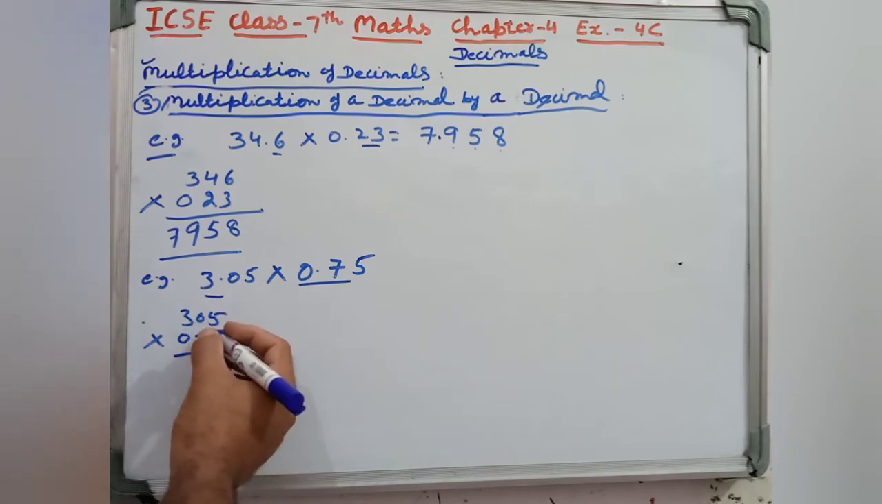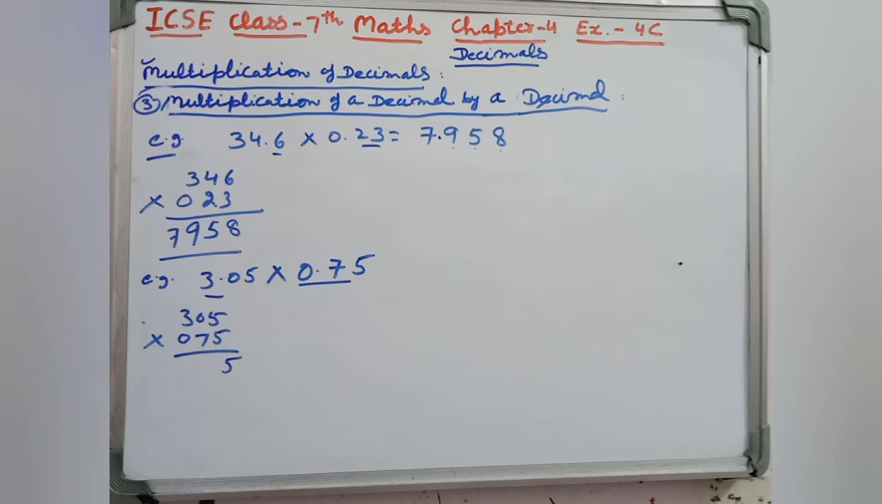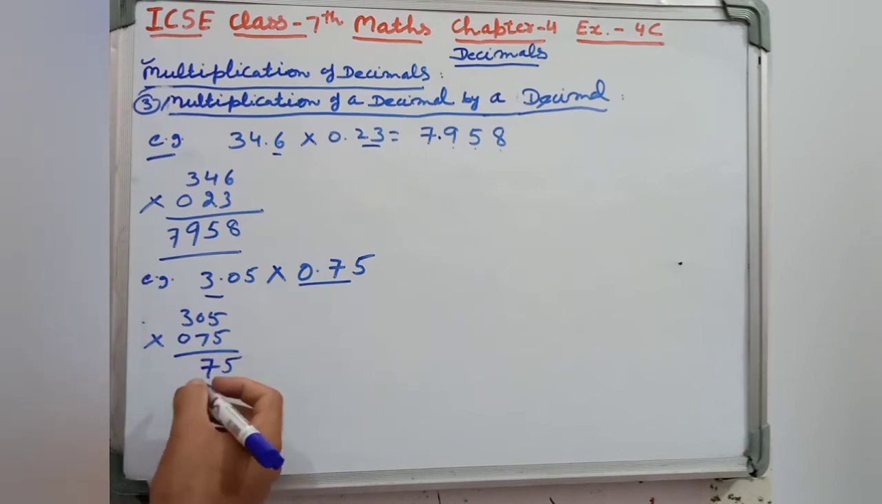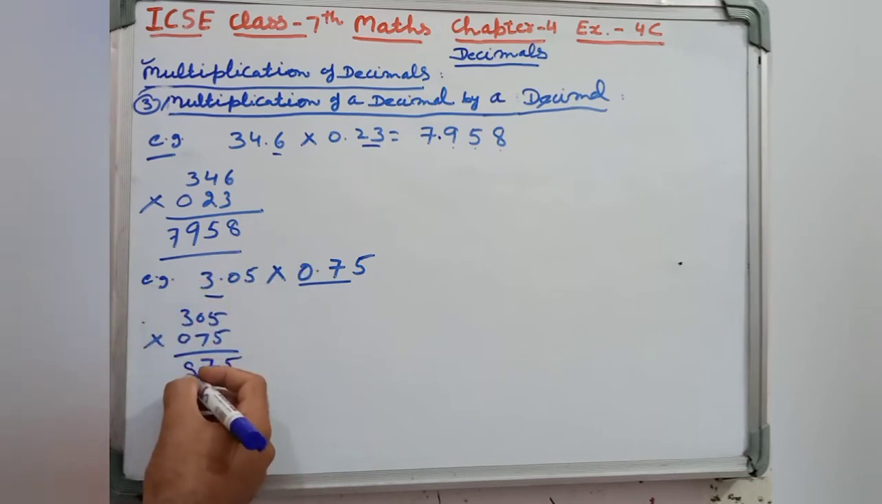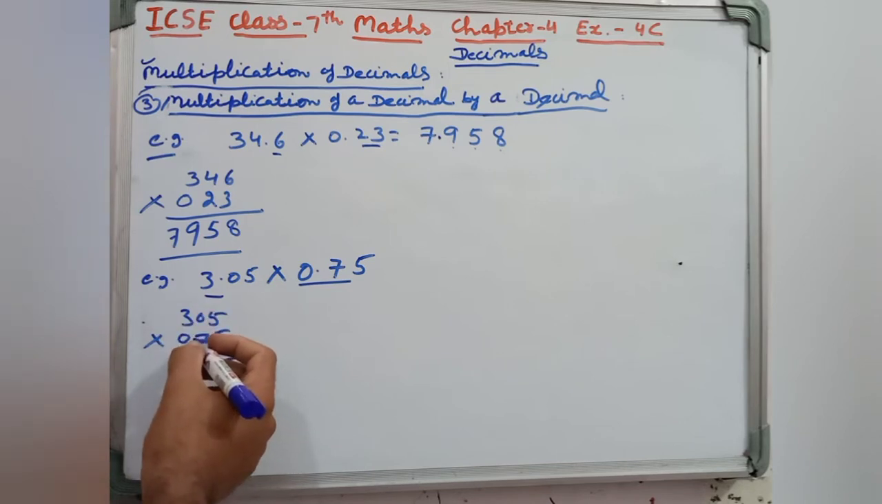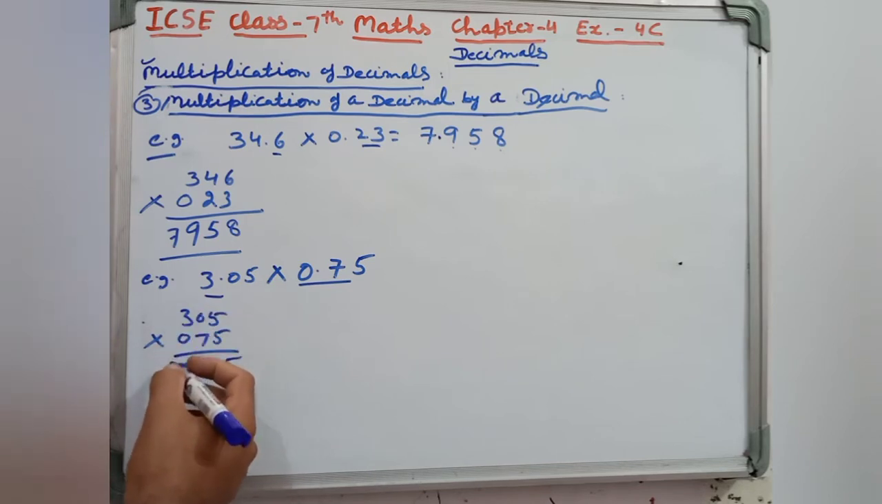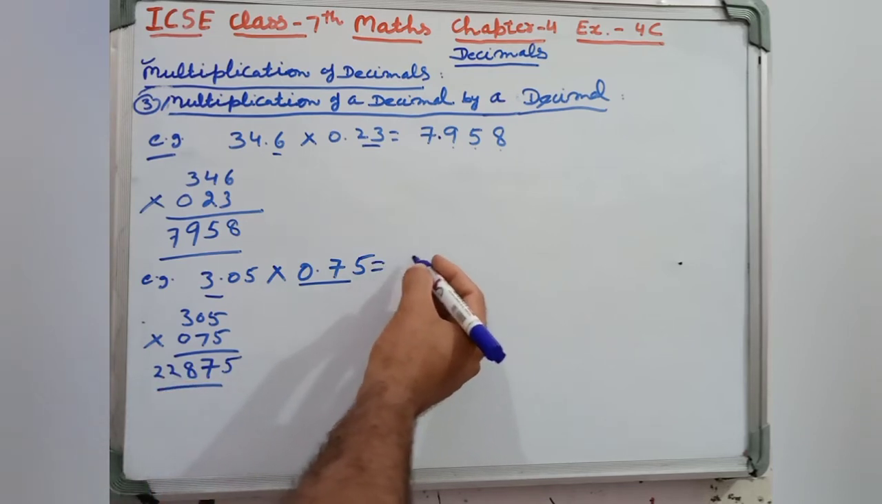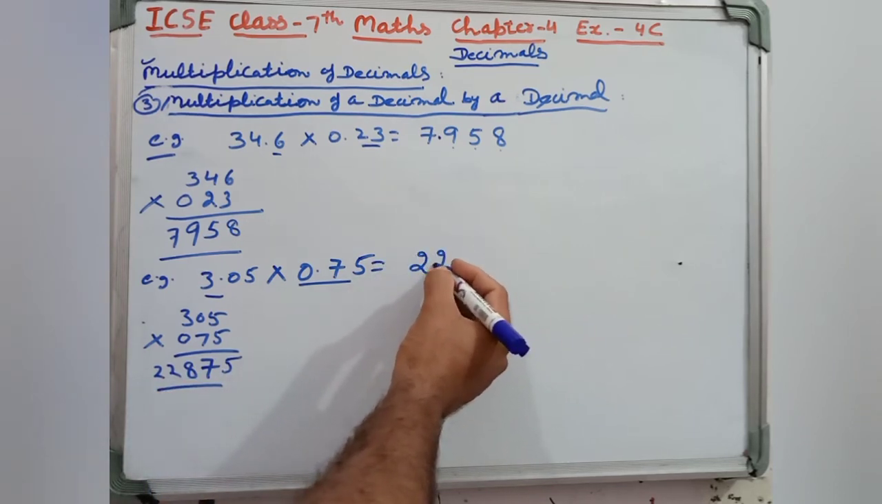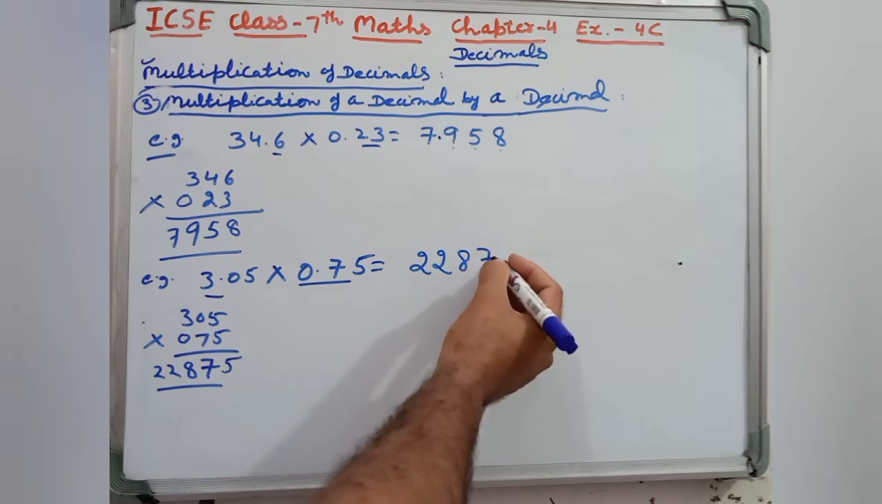5 times 5 = 25, 5 times 0 = 0, 7 times 5 = 35 + 2 = 37, 3... 5 times 3 = 15 plus 3 = 18, 5 0 0 7 0 0, 18 there, 1... 7 times 3 = 21 plus 1 = 22. So our answer will become 2 2 8 7 5.